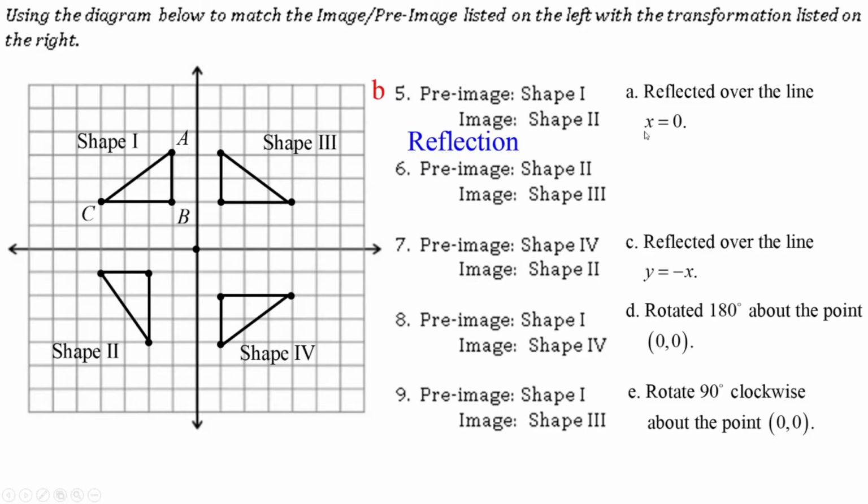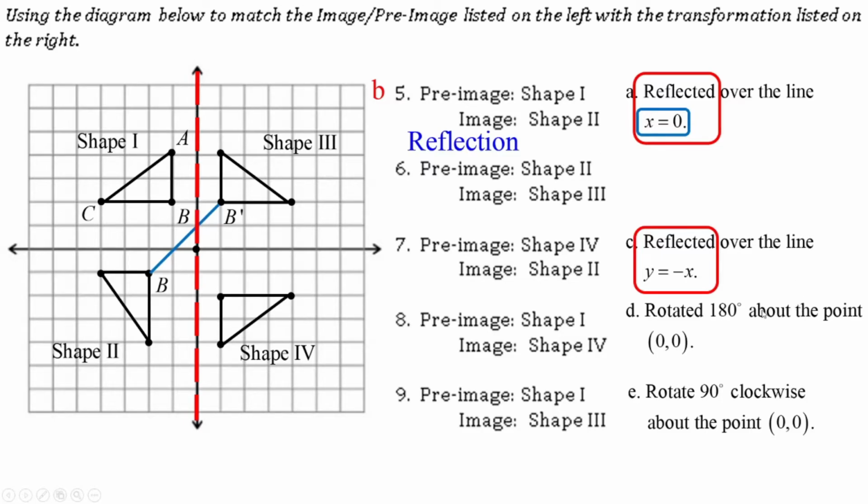Now, did I reflect over x equals 0? And x equals 0 is the vertical line where every x coordinate is 0. That would be the y-axis. Does it look like we just reflected over that? No, that's not a perpendicular bisector to that segment, is it? So that one doesn't work.